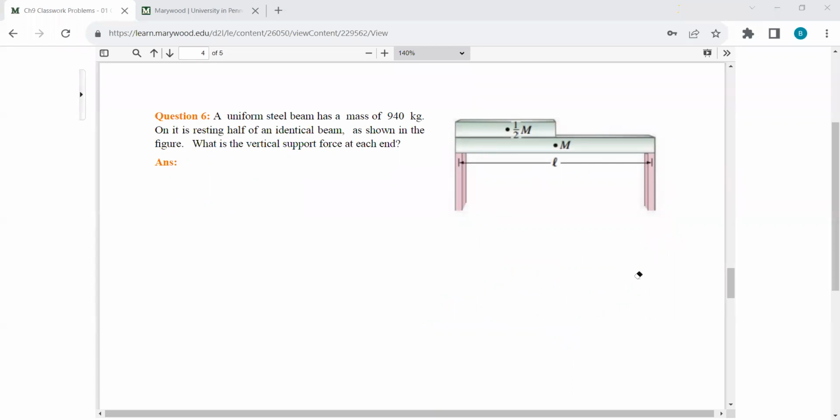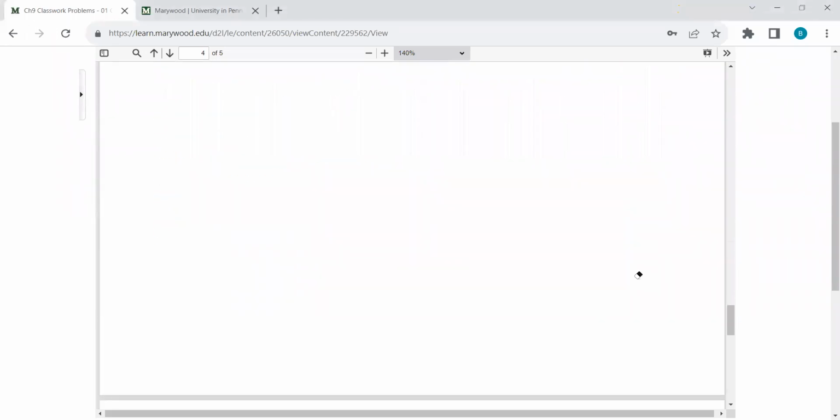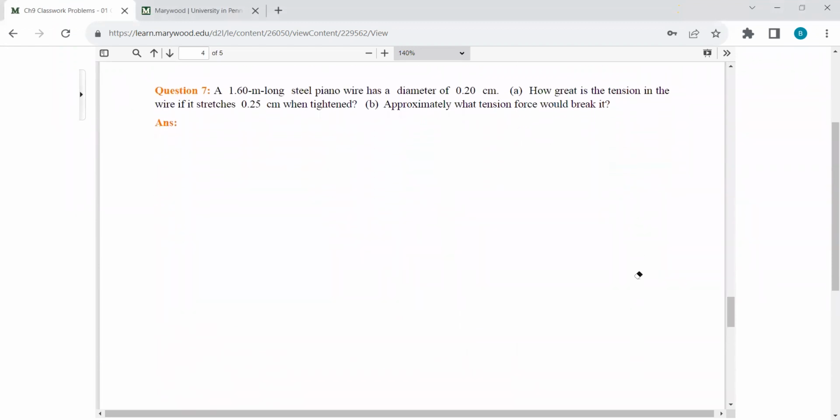All right. The next two problems, actually the next three problems, are about elasticity. So we have a 1.6 meter long steel piano wire, and we are given the diameter of this wire. How great is the tension in the wire if it stretches by this much when tightened? So we are given delta L. This is delta L, this is L0, and this is related to A. It's not exactly A, but somehow it is related to A.